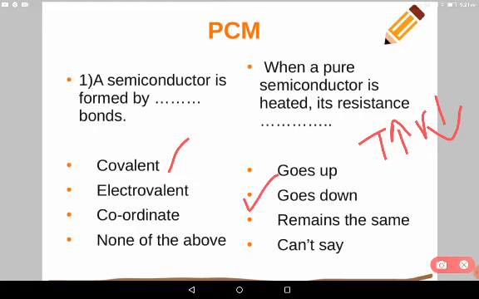I have a question for you guys. In case of metals, what is the case? Is resistance directly or inversely proportional to temperature? Note down your answer in the comment box and also say why is it so. Okay.